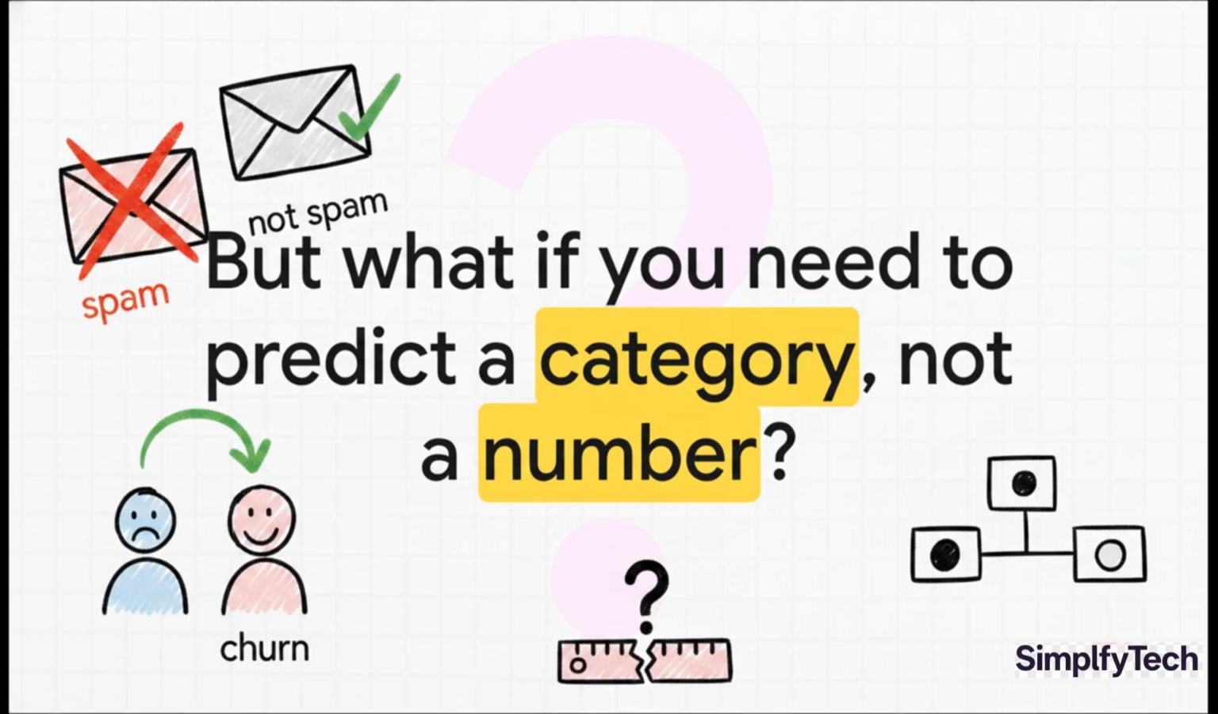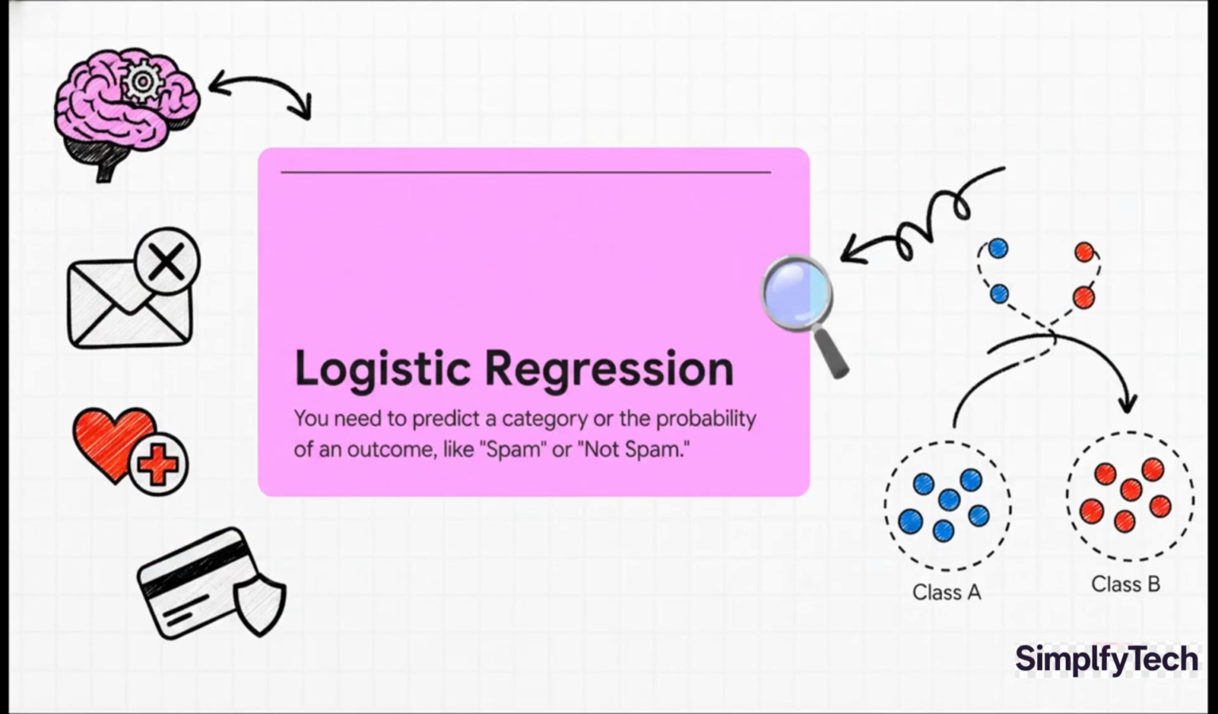The world isn't always about how much, right? A lot of the time it's about which one. Is this email spam or not spam? Is this customer going to leave? Yes or no? Our straight ruler, well, it just can't answer that kind of question. For that, we need a different tool. We need logistic regression. Its whole reason for being is classification.